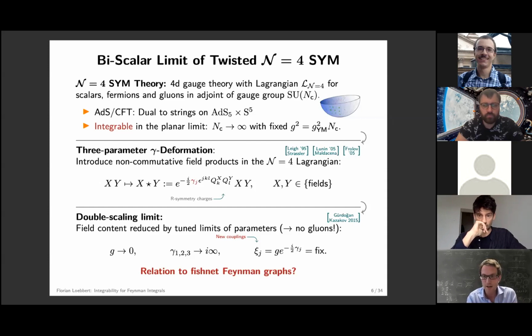And as observed by Gurdogan and Kazakov in 2015, one can take very interesting limits using these parameters. What they did was to take the coupling to 0 and then to take all 3 or some of these parameters to infinity, while keeping these products here, g times this exponential factor, fixed. And this results in new, simpler quantum field theories where some of the fields decouple.